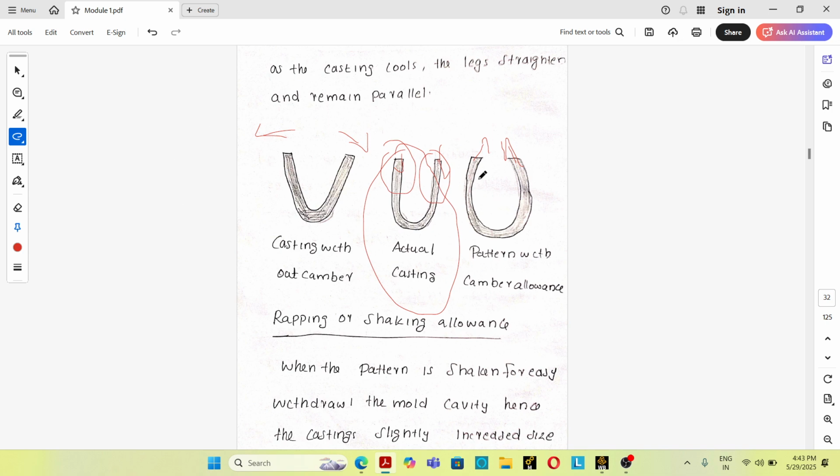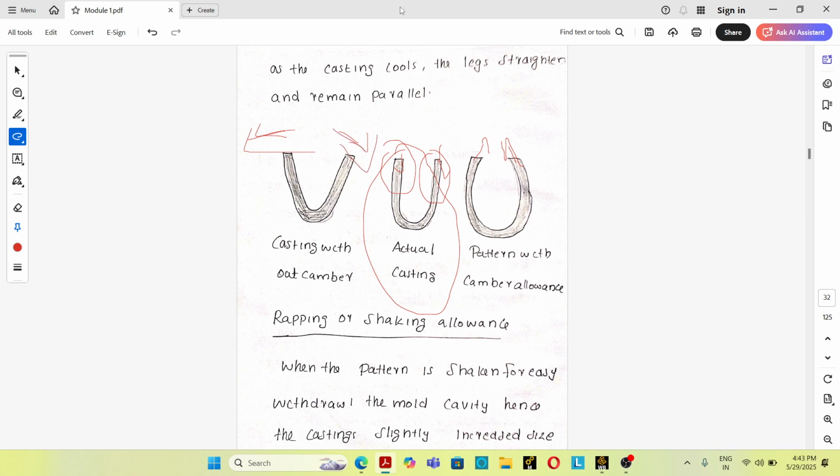Initially, our objective is to produce a U-shaped casting, with the legs exactly parallel to each other. If we are not providing distortion allowance or camber allowance, what happens is the legs will be diverged after solidification.